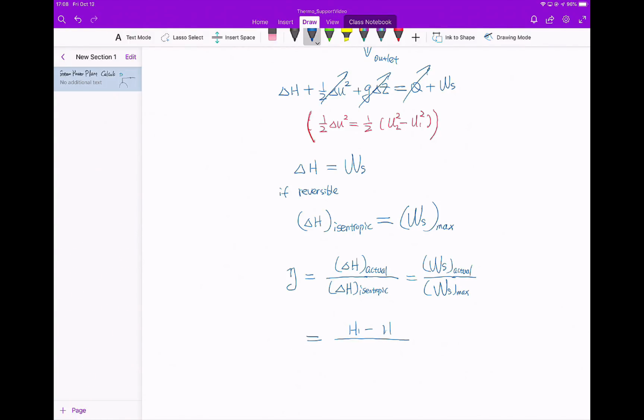Or if I'm sticking with this 1, 2 and 2 prime, that would be H1 minus H2. Here H1 and H2 would be numerical values. I've figured out the sign, and I'm simply looking at the actual numerical values. This would be H1 minus H2 over H1 minus H2 prime. This is the definition of turbine efficiency.